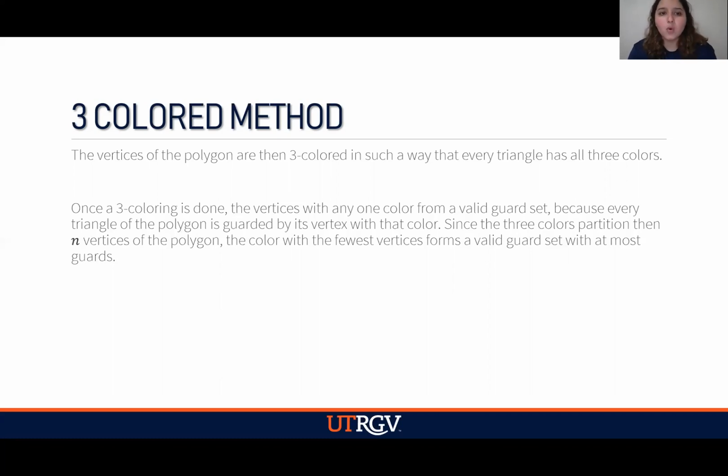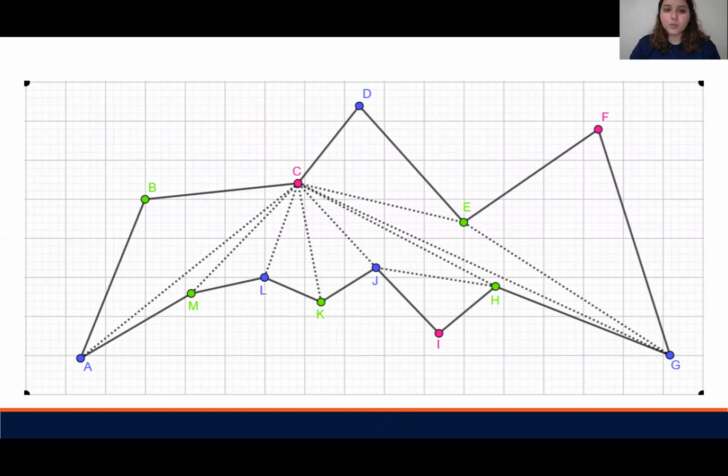So the next step, once we did the triangulation, is to do the 3-coloring method. I chose the colors blue, green, and pink. We're going to do that on all the vertices, and as you can see, each triangle in the polygon has all 3 colors. That's very important to have in mind when we're distributing all the colors. Then we count the color with the least number of points: the blue one has 5 points, the green one also has 5, and the pink one has 3.